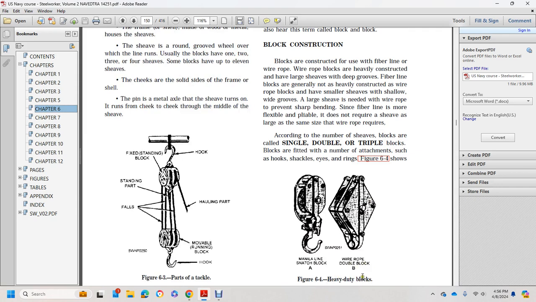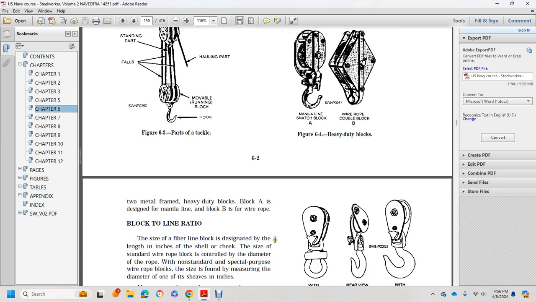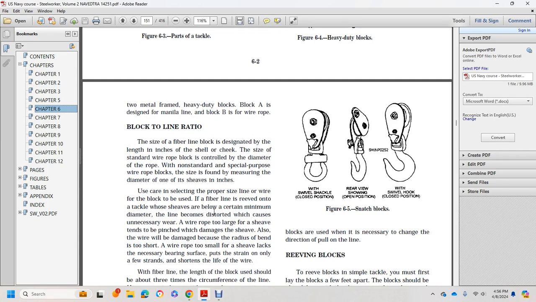Figure 6.4 shows a heavy block, a snatch block in the middle, and a wire rope double block with a metal frame. Fiber line blocks are designated by the length of the shell in inches. Wire rope blocks are designated by the diameter of the rope, and chain and special purpose blocks by the diameter of the sheave in inches.